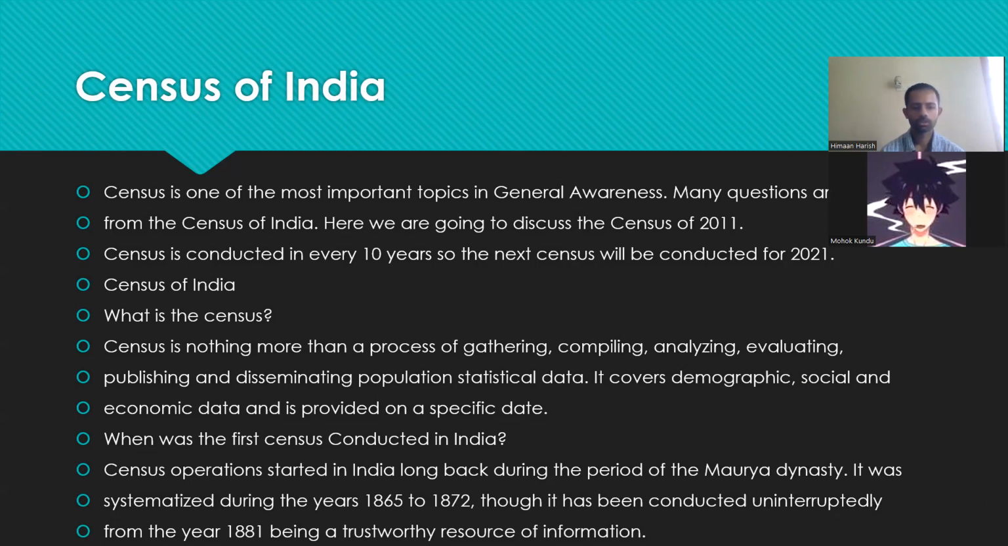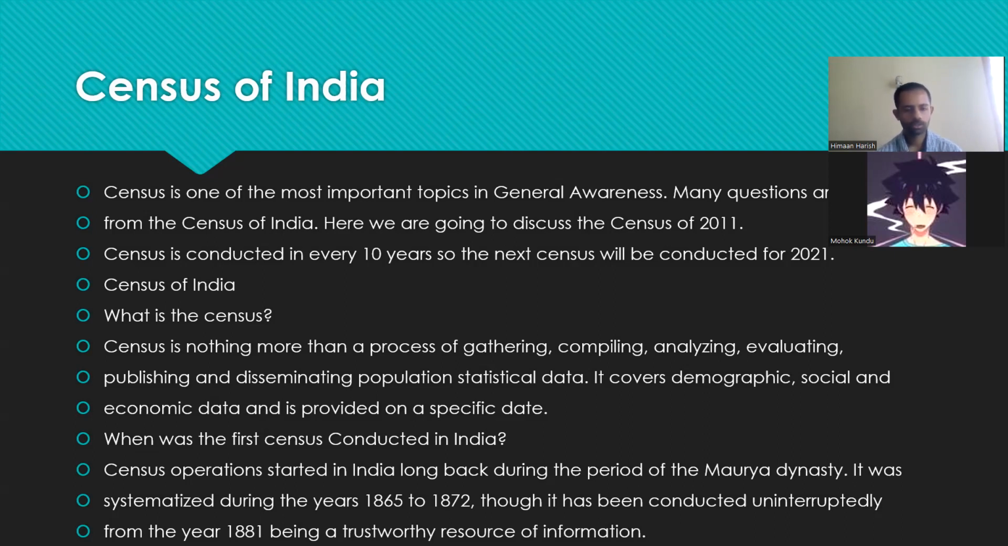What is the census? Census is nothing more than a process of gathering, compiling, analyzing, evaluating, publishing, and disseminating population statistical data. It covers demographic, social, and economic data and is provided on a specific date.